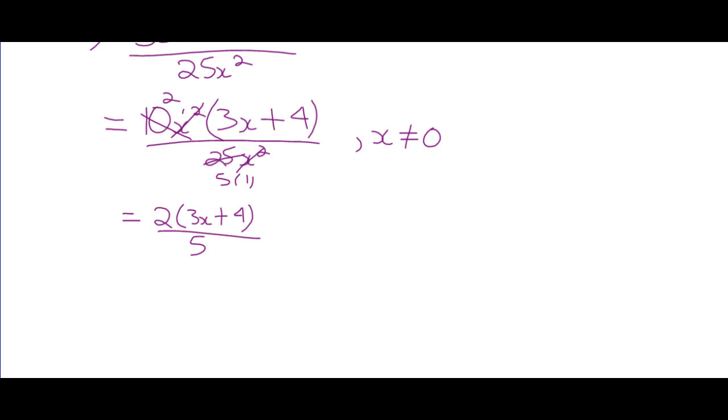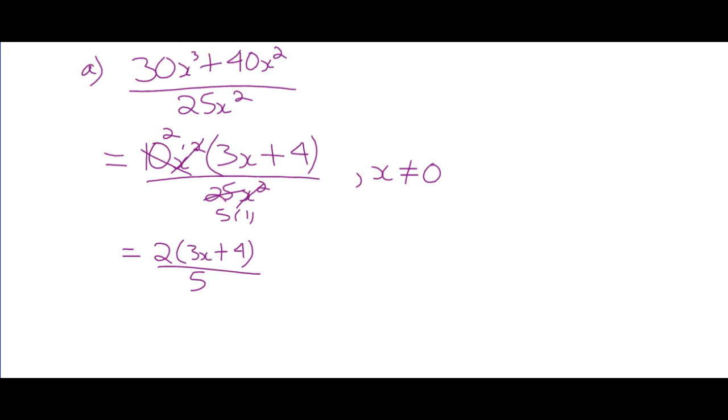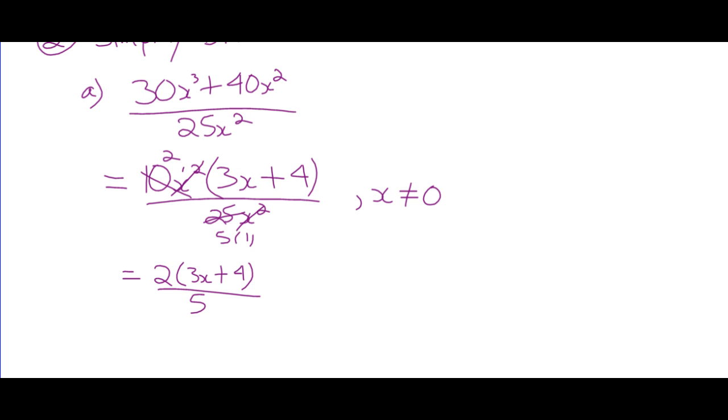x is 2. What do we get? 6 plus 4 is 10. This would be 20 divided by 5 is 4. And if x is 2, we get 8. This is 240. We get 4. This is 160. 240 plus 160 is 400. This is 4. 25 is 100. So 400 divided by 100 is 4. Okay, same number. So they are equivalent rational expressions.